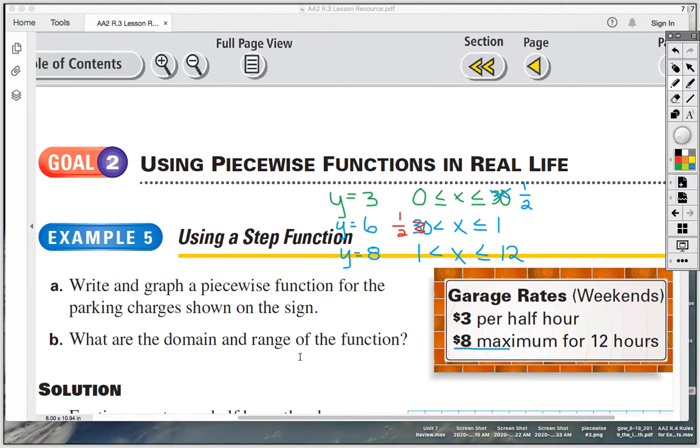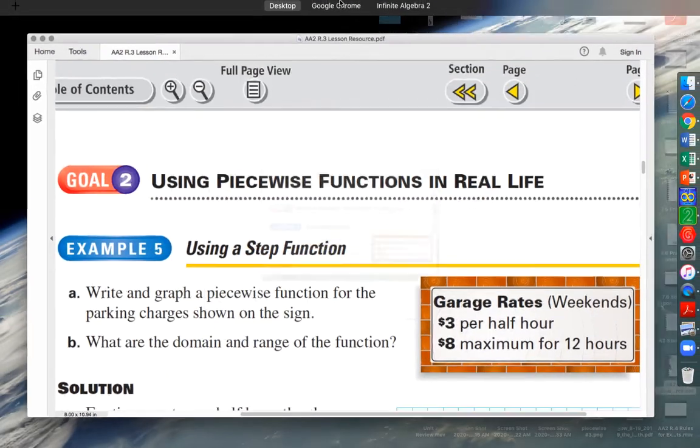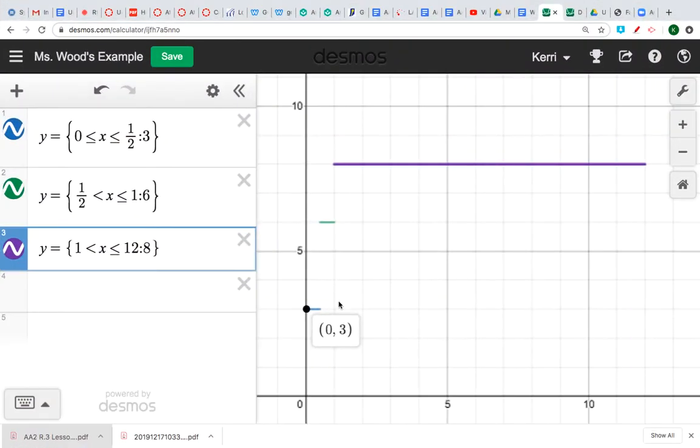And what are the domain and range of this function? Remember, the domain is all the x values, and the range is all y values. So if I'm looking at my graph, what are the x values? Well, my x value starts at 0 and it goes up to 12. And that's it. It's everything in between.